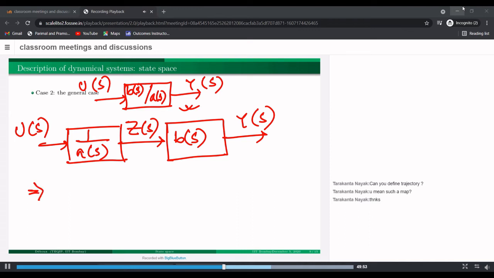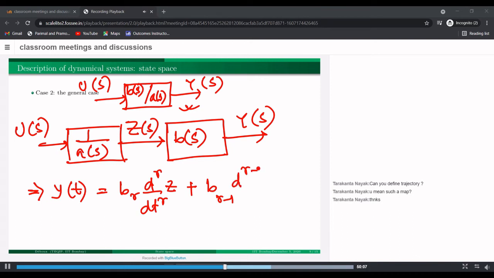And then it automatically follows that y and z must satisfy, in the time domain, this property: y(t) must be equal to br d^r/dt^r z plus b(r-1) d^(r-1)/dt^(r-1) z plus ... plus b0 z. So various derivatives of z, and the linear combination of those, give me y. This is a trick that we can use to obtain a state space representation for the general case.